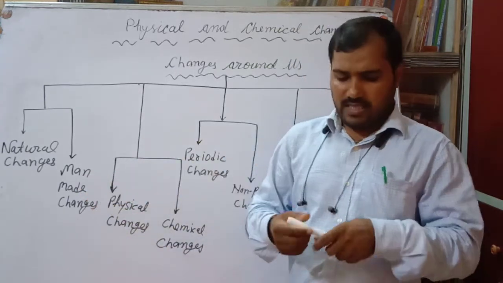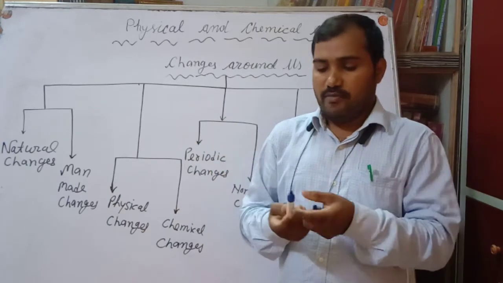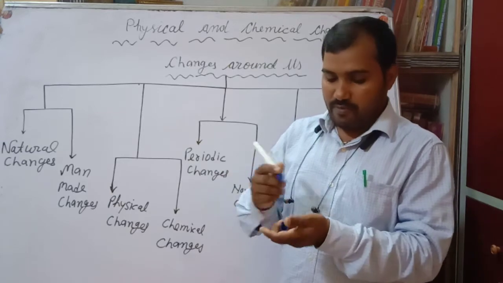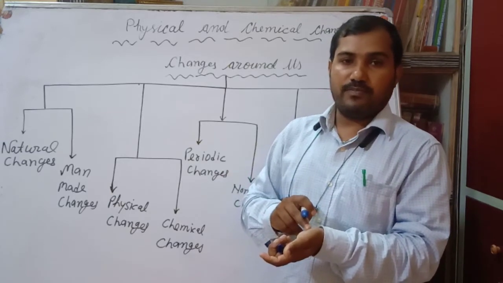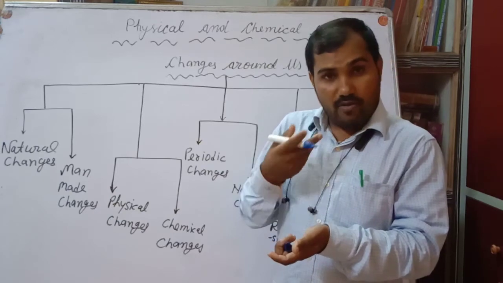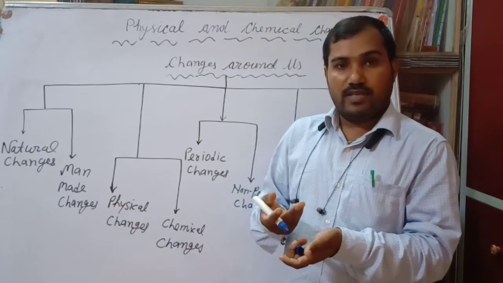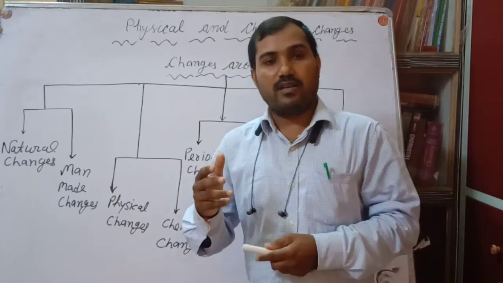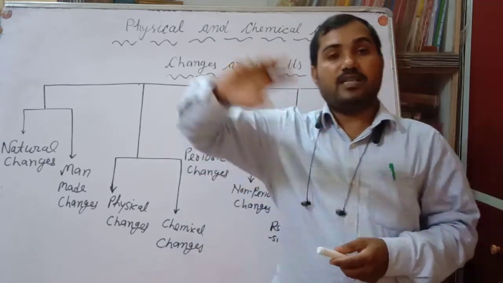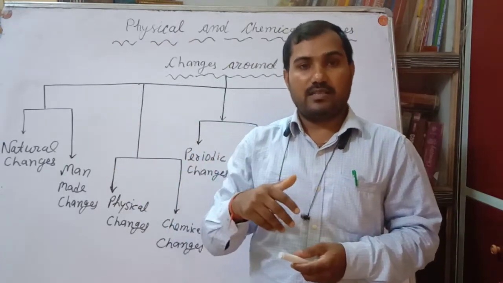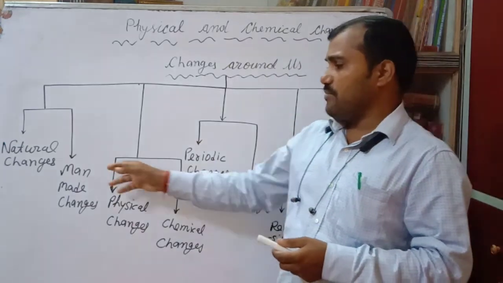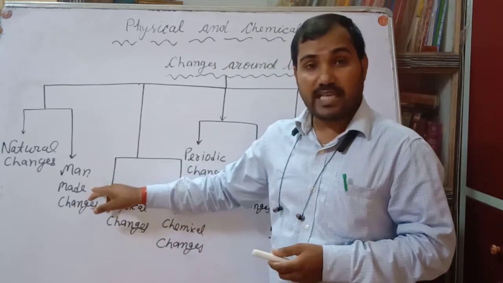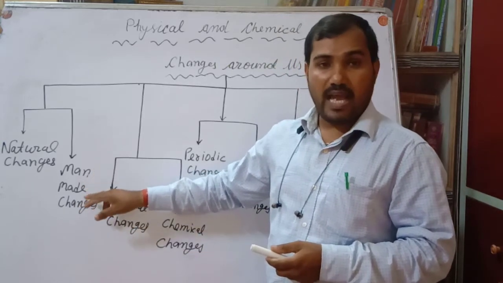Man-made changes means changes which occur because of human activity. For example, we add ink in this, after that we put it here, so it converts into solid form, liquid to solid. This is because of our activity; we have done it. Suppose we prepare tea from milk. So all of these come under man-made changes, my dear. Man-made changes are the changes which occur due to human activity.